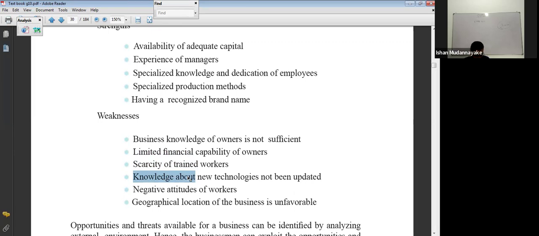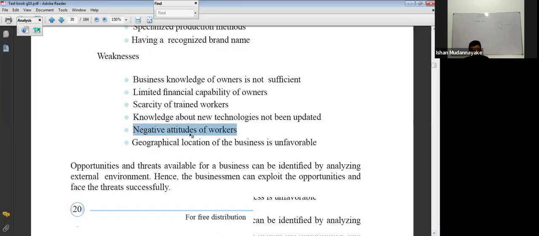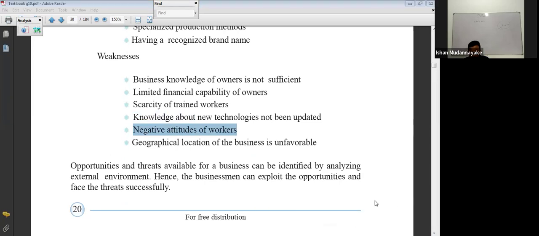Nilupuli. Knowledge about new technology. Yes, knowledge about new technology has not been updated. Weakness. Sanijer. Negative attitudes of workers. Yes, negative attitudes of workers. Right. Next one, Sanukar. Geographical location of the business is unfavorable. The location of the business is unfavorable. They have located the business in an unfavorable place. Now, weakness of the business.